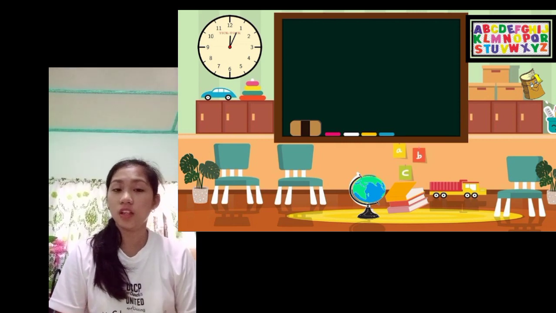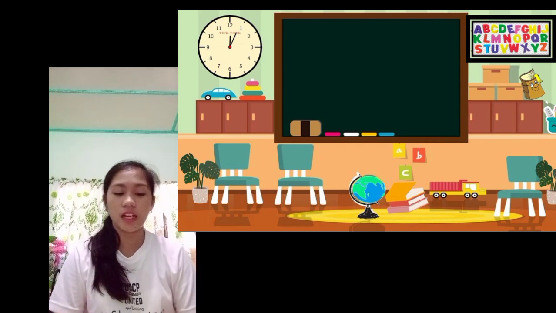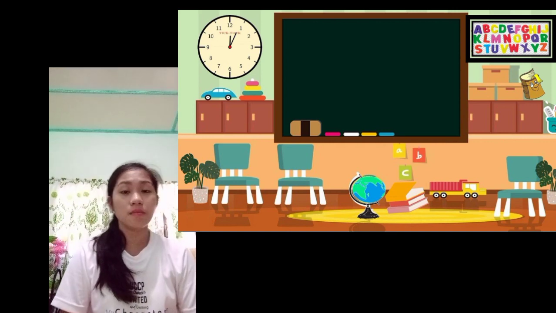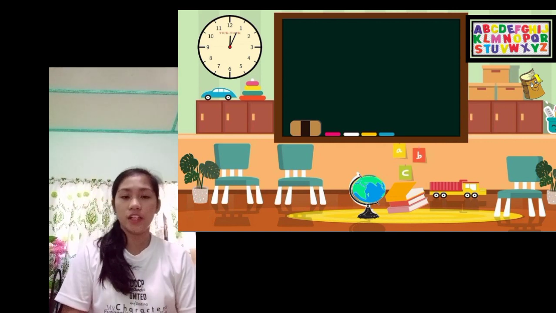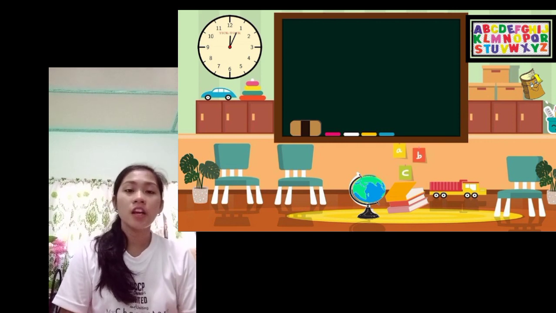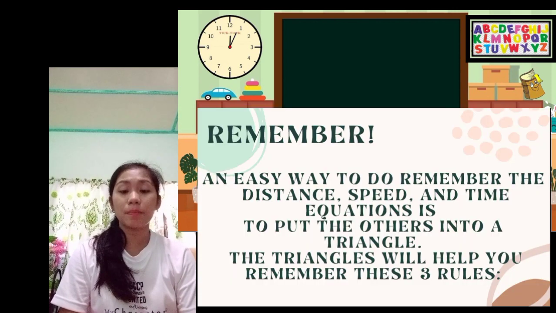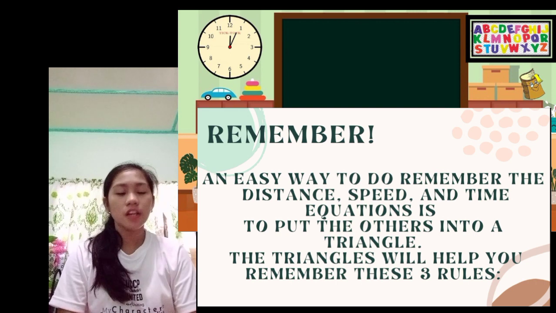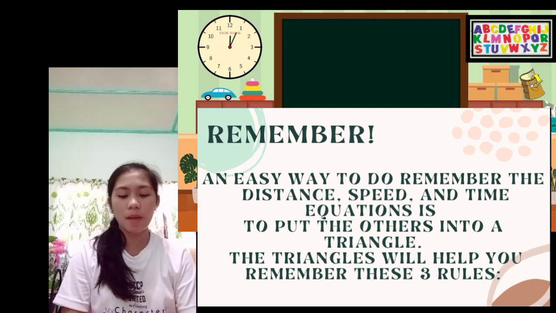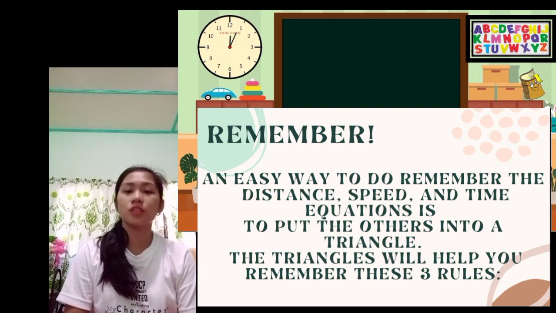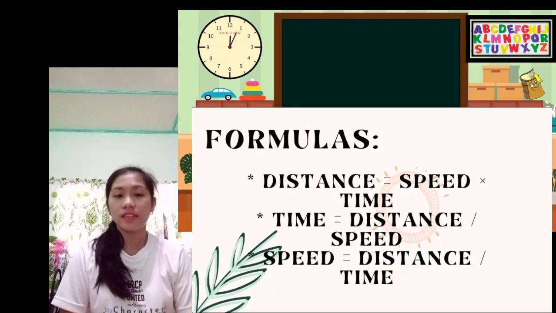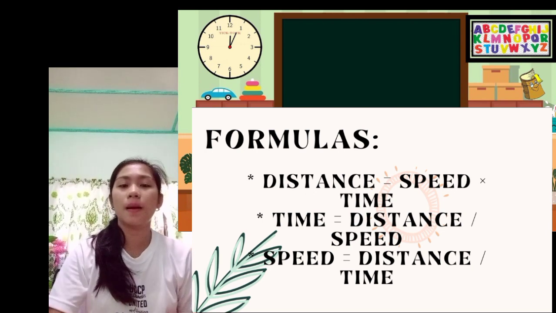Okay, so do you already know the definition of speed, average speed, time, and distance? Very good. So now let us move on. An easy way to remember the distance, speed, and time equation is to put the letters into a triangle. The triangle will help us remember these 3 rules. These are the formulas of speed, distance, and time.